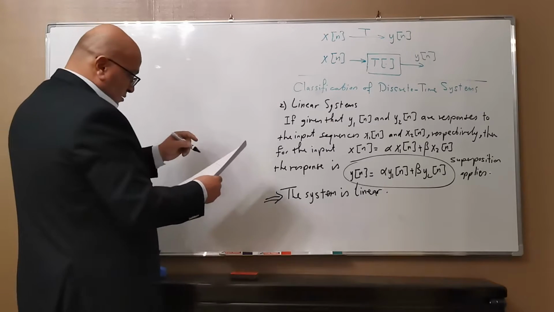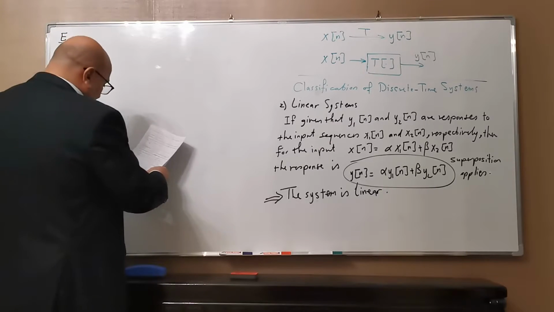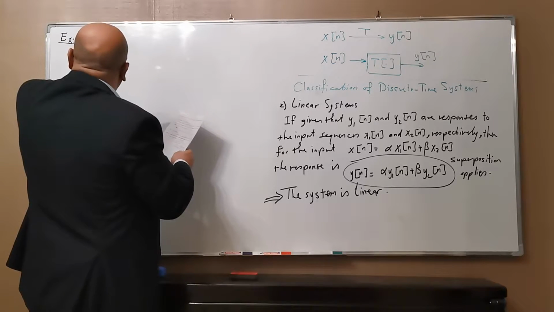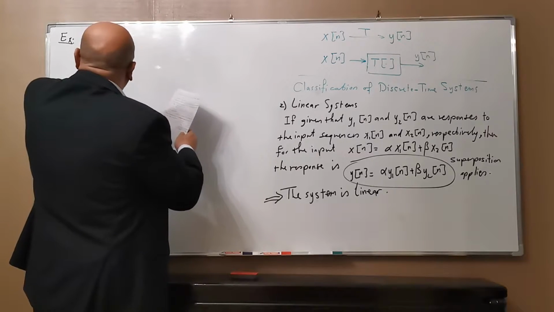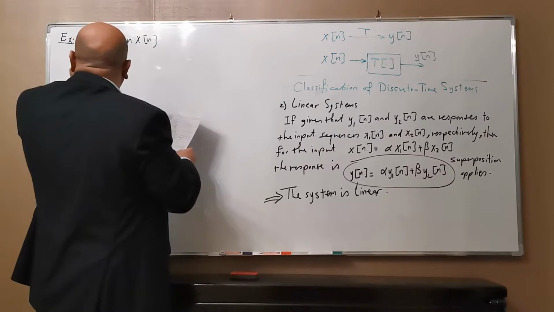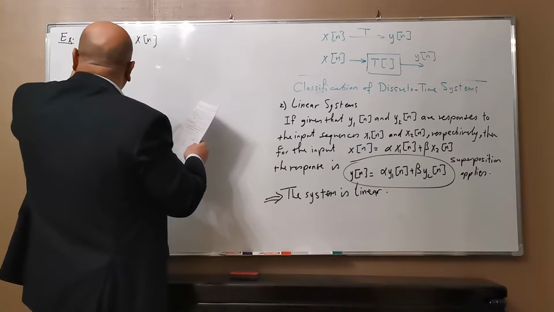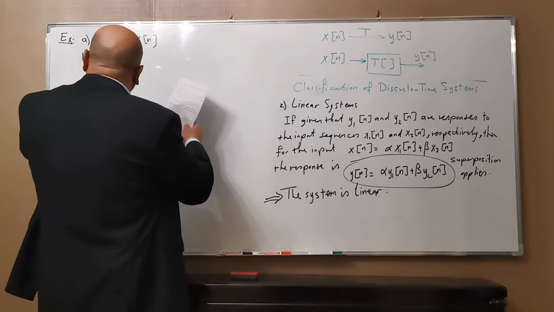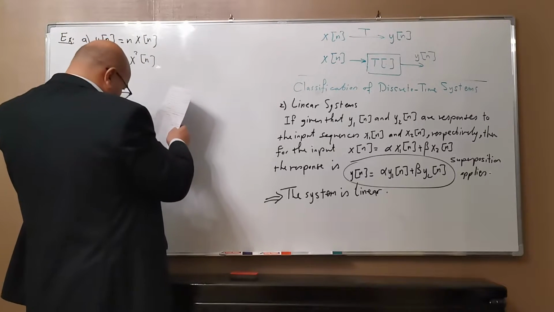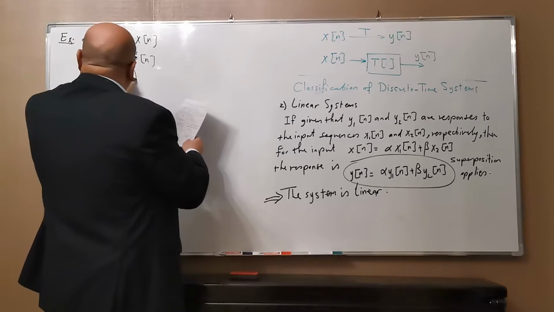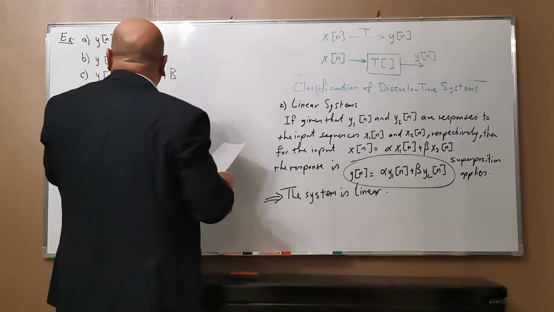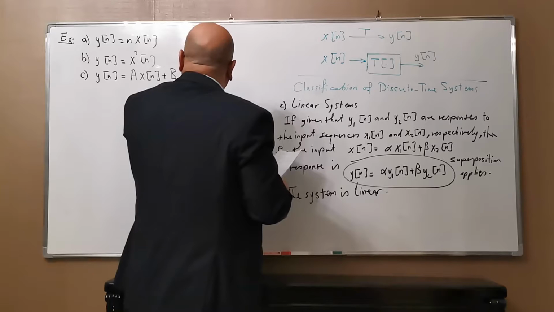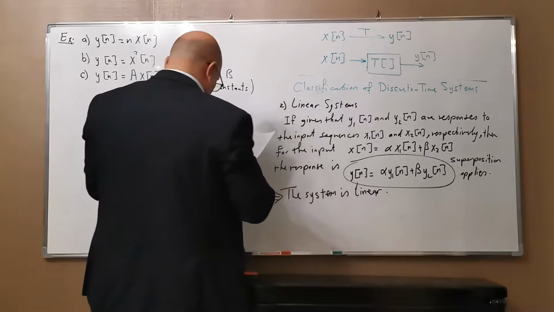So let's take an example and see. Let's take: a, y of n equals n x of n; b, y of n equals x squared of n; and c, y of n is equal to A x of n plus B, where A and B are constants.